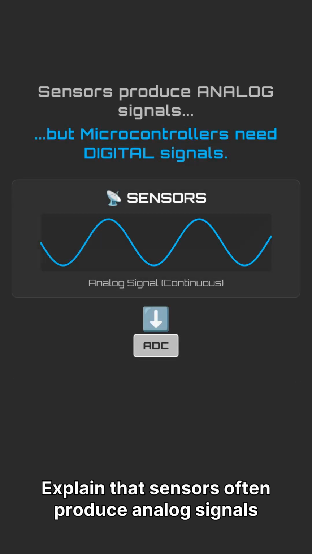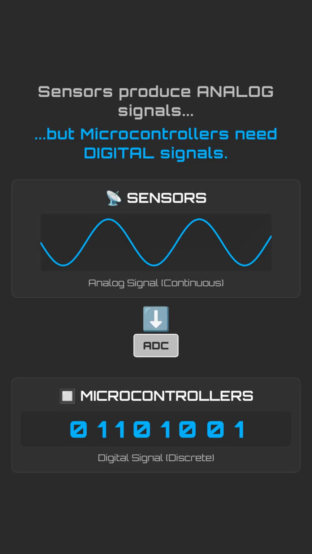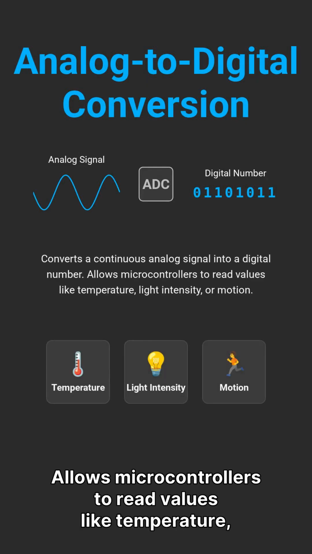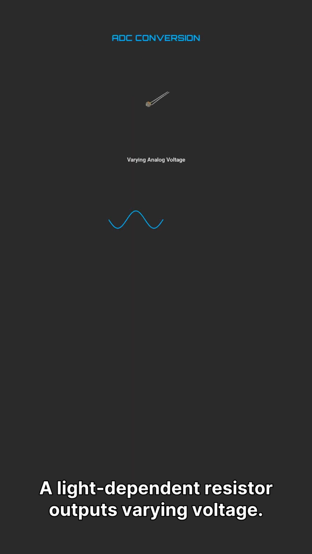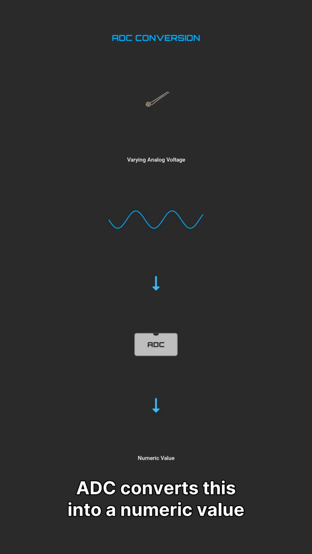Sensors often produce analog signals, but microcontrollers understand digital signals. The analog to digital converter converts a continuous analog signal into a digital number. This allows microcontrollers to read values like temperature, light intensity, or motion. A light-dependent resistor outputs varying voltage, and the ADC converts this into a numeric value.